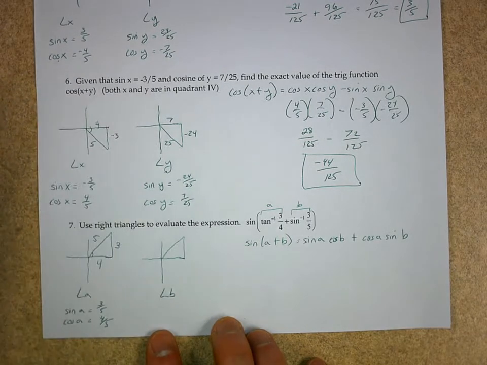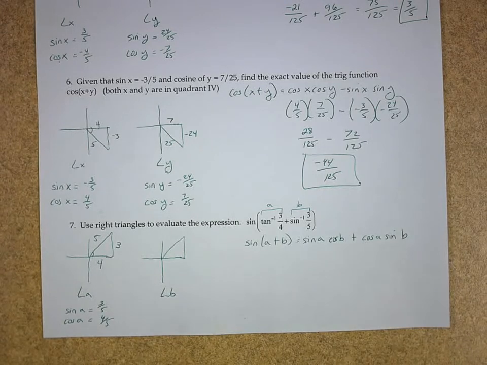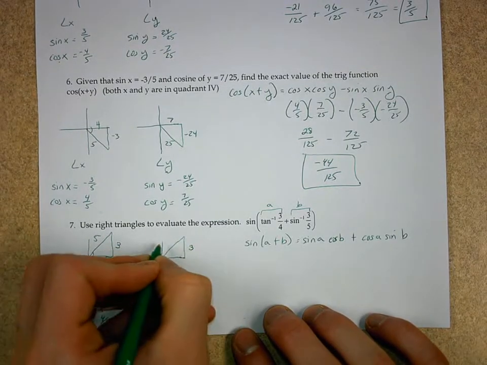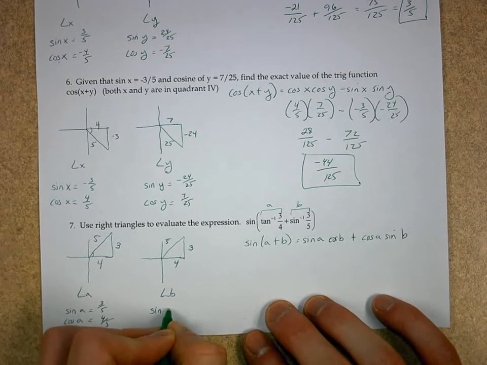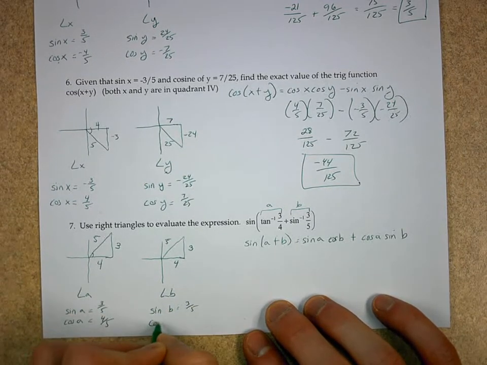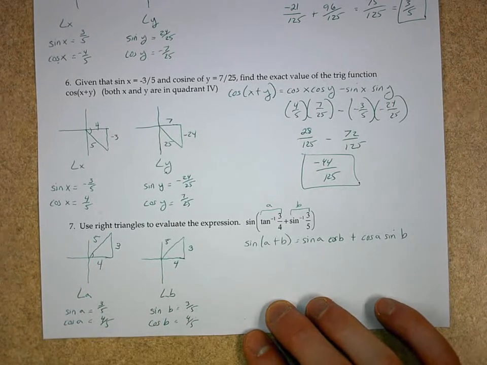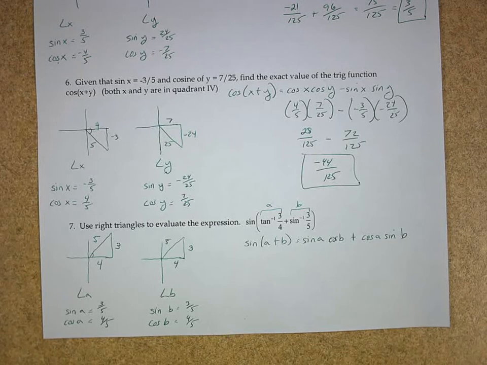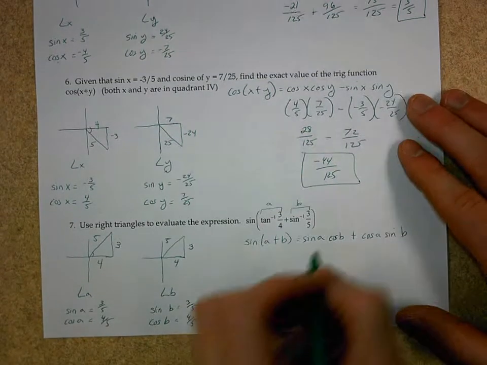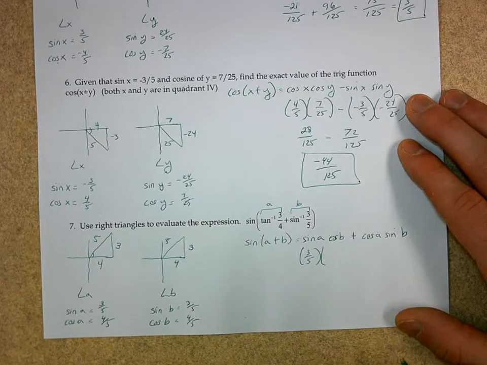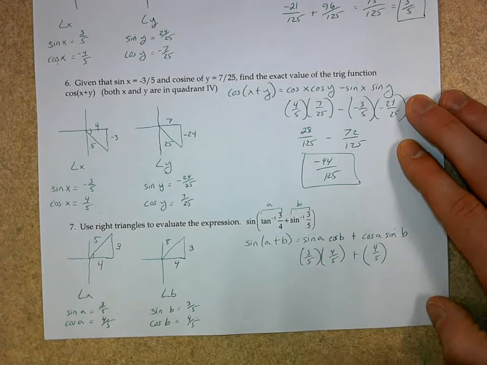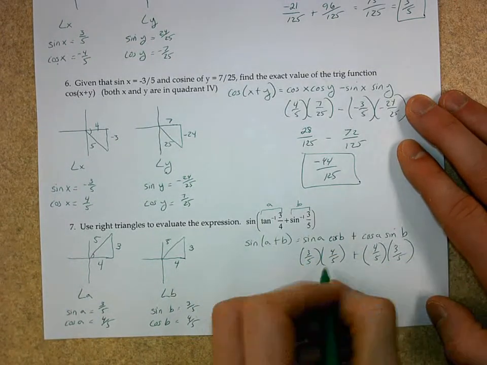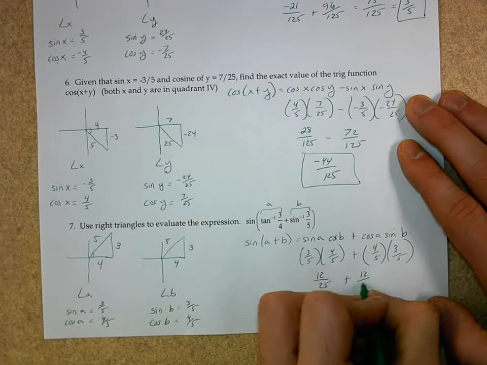Sine inverse of 3/5. We know sine is opposite over hypotenuse. So this one is going to be 3/5, and that side's going to be 4. So this one is also a 3, 4, 5 right triangle. So here we'll have the sine of B, which is 3/5, and the cosine of B, which is 4/5. So now that I've got all those pieces, I can start plugging these in. Sine of A is going to be 3/5, cosine of B is 4/5, cosine of A is 4/5, and sine of B is 3/5.